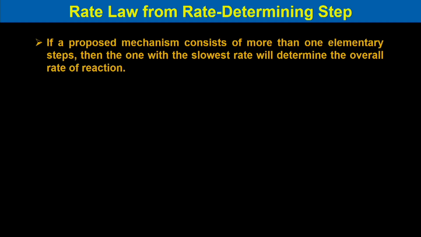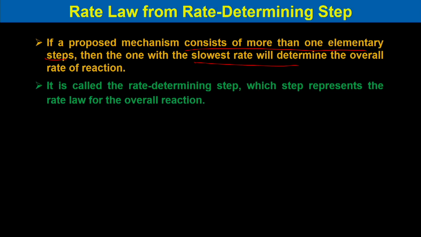Now, we will consider the rate law from rate determining steps. How to obtain the rate equation or the rate law from the rate determining step. If a proposed mechanism consists of more than one elementary step, in that case the slowest step, where the rate is the slowest of the overall reaction, is considered the rate determining step. So, it is called the rate determining step, and this step represents the rate law of the overall reaction.